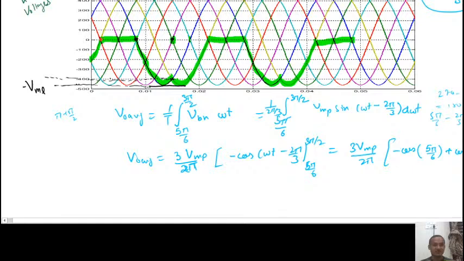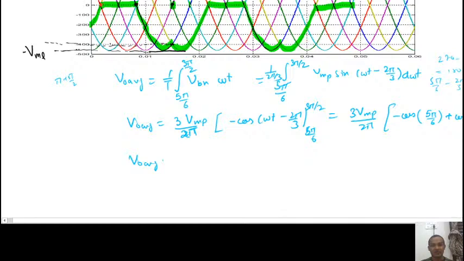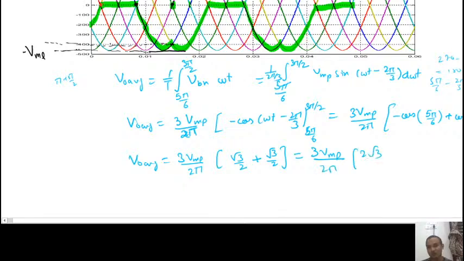You will get V naught average equal to 3 VMP upon 2 pi, and cos pi by 6 is root 3 by 2, minus cos 5 pi by 6. You know that cos 5 pi by 6 is minus root 3 by 2, so it will be plus root 3 by 2. So what value will we get here? The 2s will be cancelled out, 2 root 3 by 2, so it is 3 VMP upon 2 pi into 2 root 3 upon 2, and the 2 will be cancelled out.